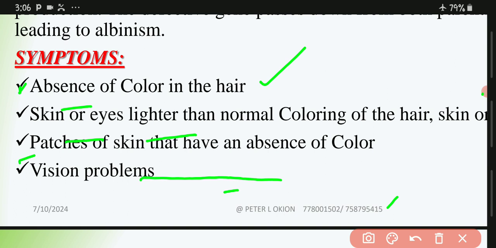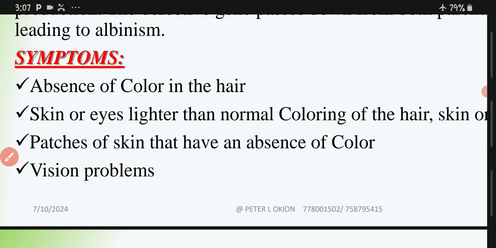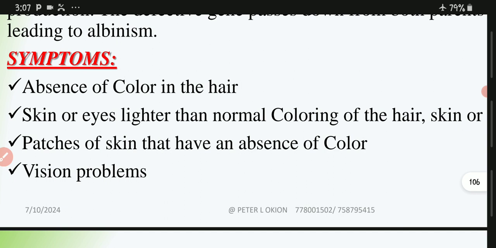Then number 2 is the skin or eyes. These people's eyes or skin are lighter than the normal coloring of the hair, skin, or eyes. For example, in the questions of the new curriculum, somebody can say pink eyes, white hairs. That is an indication that that genetic crossing is about albino or albinism.